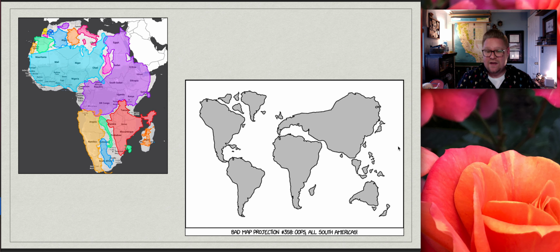This is one of my favorite maps I saw. This is bad projection number 358. Oops, all South Americas. This is an entire map. These are all South America. Funny, huh? It looks good. At first, you probably thought it looked fine. Because I know for a split moment when I first saw it, I was going through like a comic thing, and I was like, something's not right about that. Because it was smaller. But I was like, oh my gosh, how funny is that? I don't know. So that's one way we look at it.